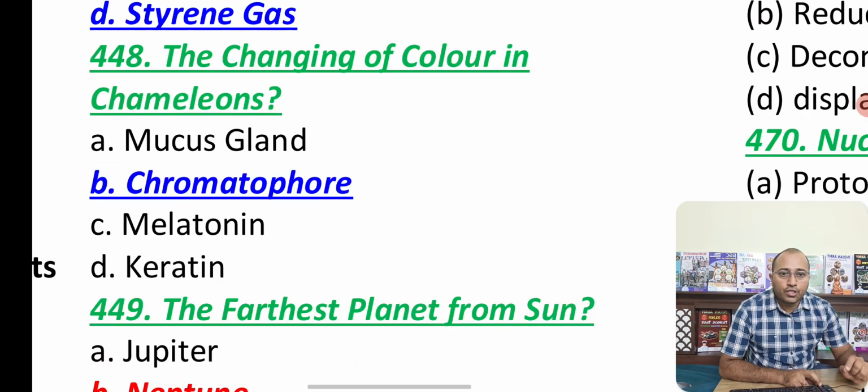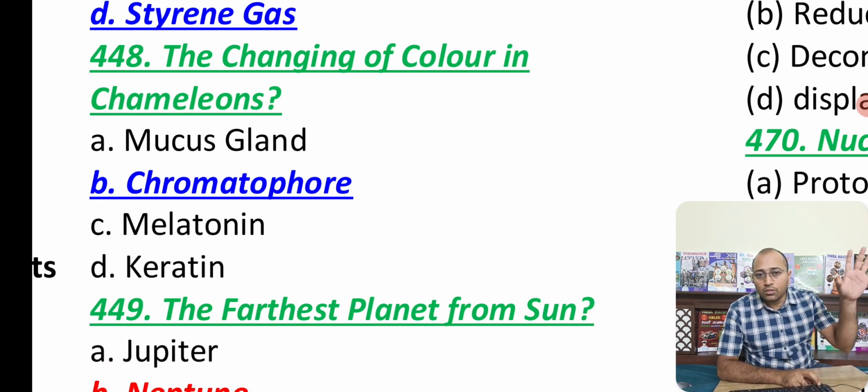Now we have the changing color of the chameleon. You know about the chameleon? It changes colors wherever it goes. So that chameleon has chromatophores. With that, it can easily change its body's color.